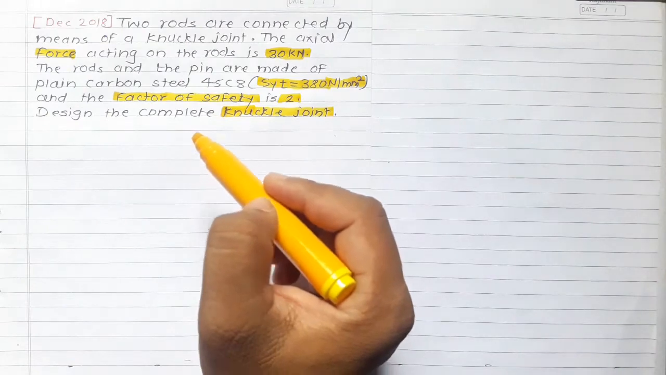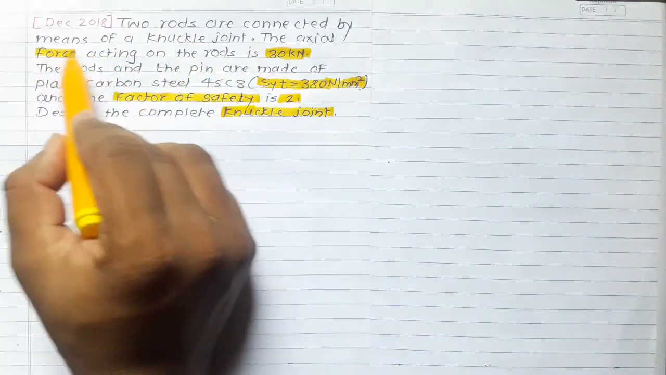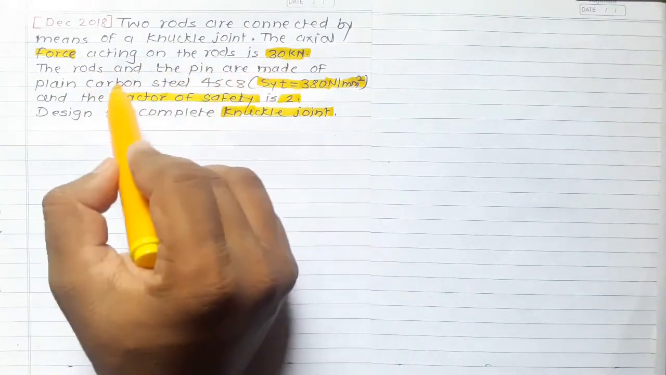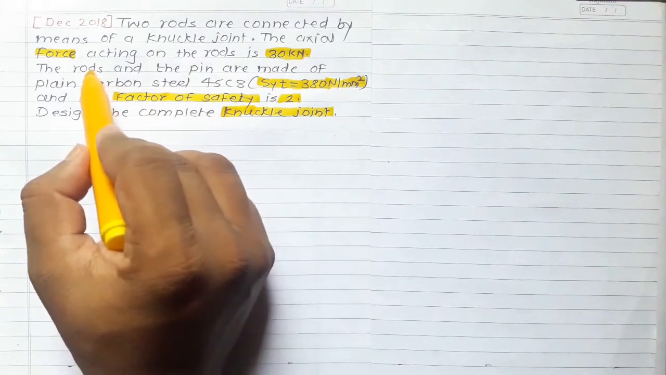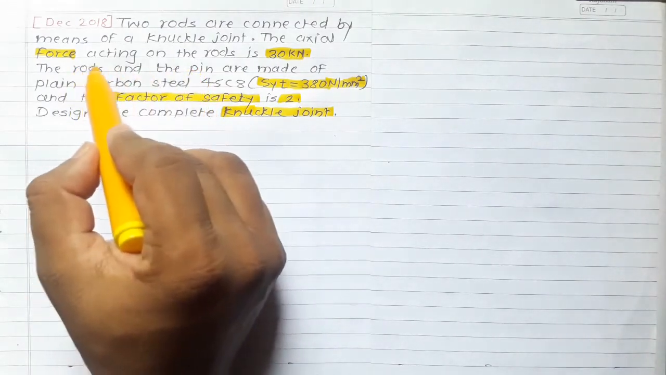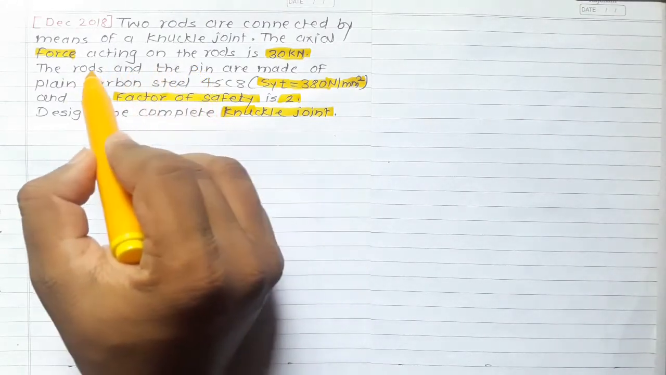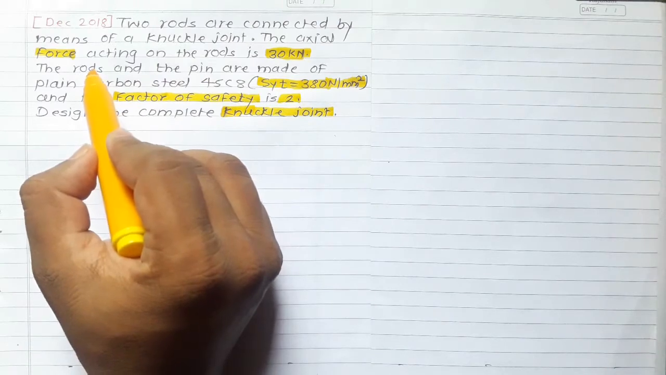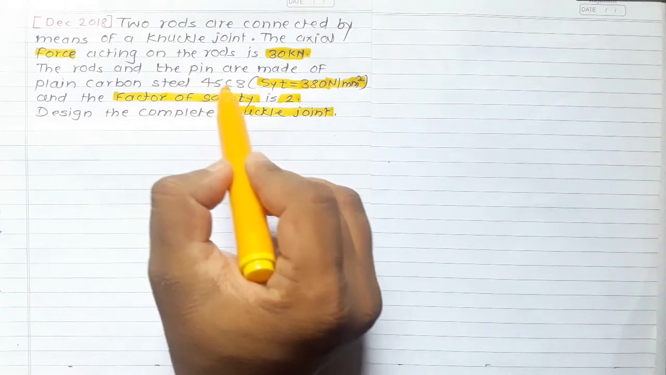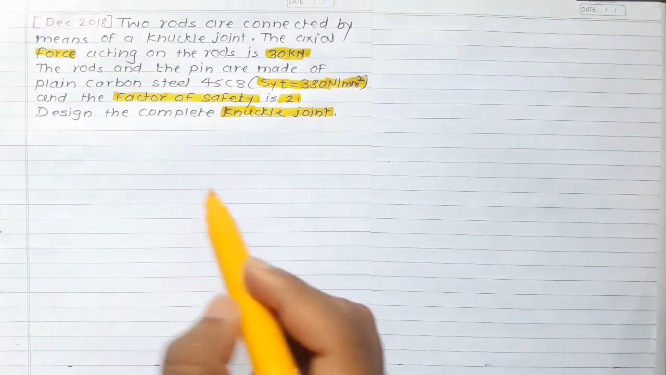So first of all, just interpret the given data. Here the force acting on the knuckle joint, that is P, is given. Then the rod and pin are made up of plain carbon steel. That means the material of rod and pin is same. So it indicates that the permissible stresses for rod and pin we have to take same. Whatever the permissible stresses we are going to calculate for rod, same can be used for pin, and that permissible stresses can be calculated with the help of this SYT and FS. So this is the problem statement.